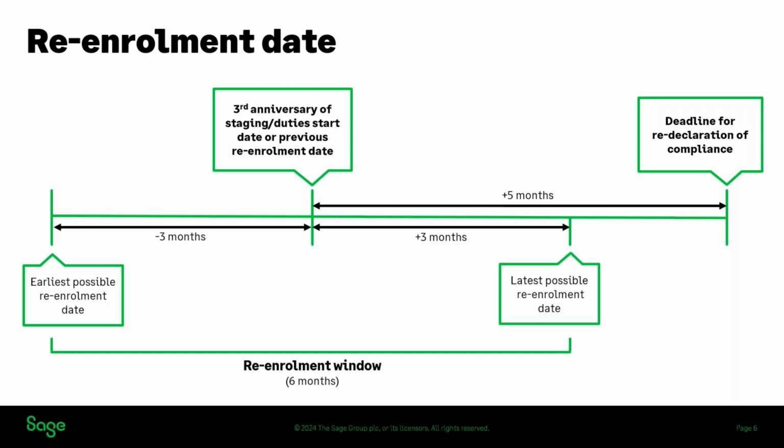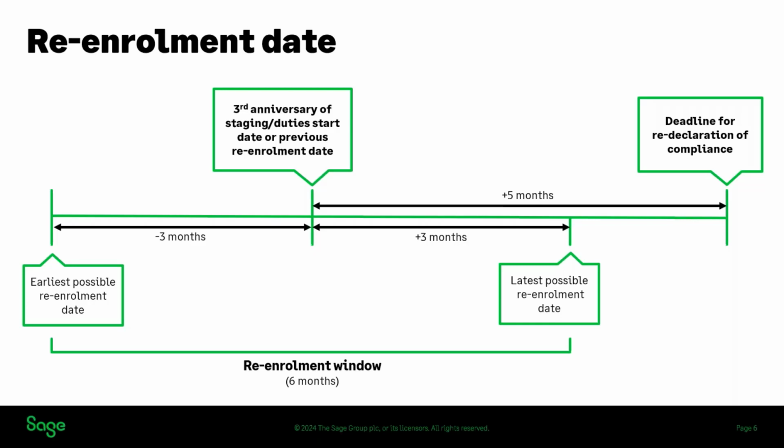But when it comes to redeclaration of compliance, you will have 5 months from that 3rd anniversary in order to do that. So if you put off the re-enrolment until the latest possible re-enrolment date, effectively you would only have 2 months to do the redeclaration, which should still be plenty of time. So there's some flexibility involved there. It's up to you to choose a date that's convenient to you and your business.